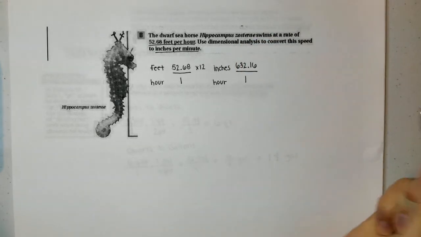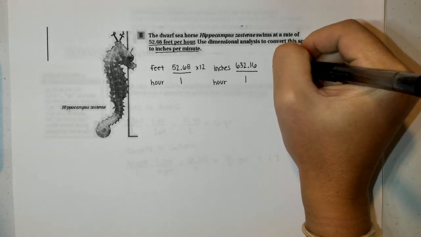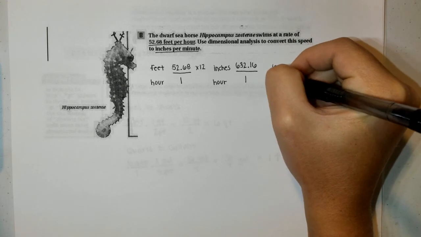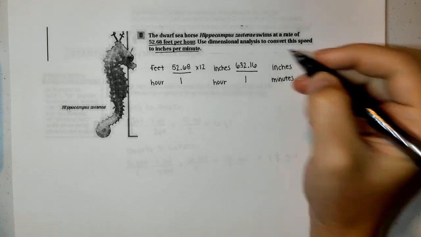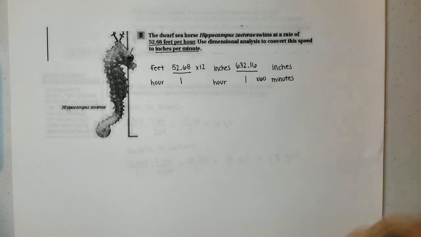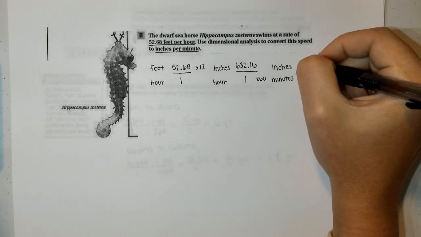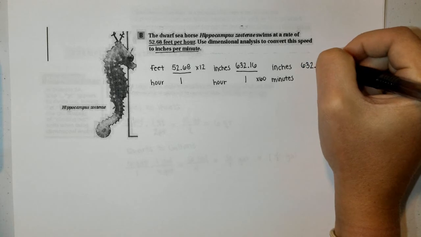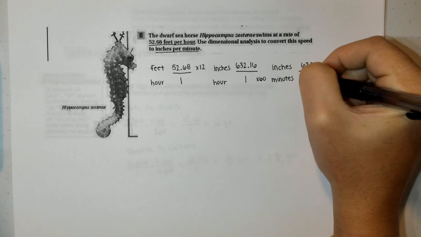Now I need to go to minutes. So I have inches already, and now I need to go to minutes. So we have 1 hour. There's 60 minutes in an hour. So I'm going to multiply this by 60. Okay. So my inches will stay the same. So up top I'll have 632.16. The only thing that changes is the hours to minutes. So 1 times 60 will give me 60.